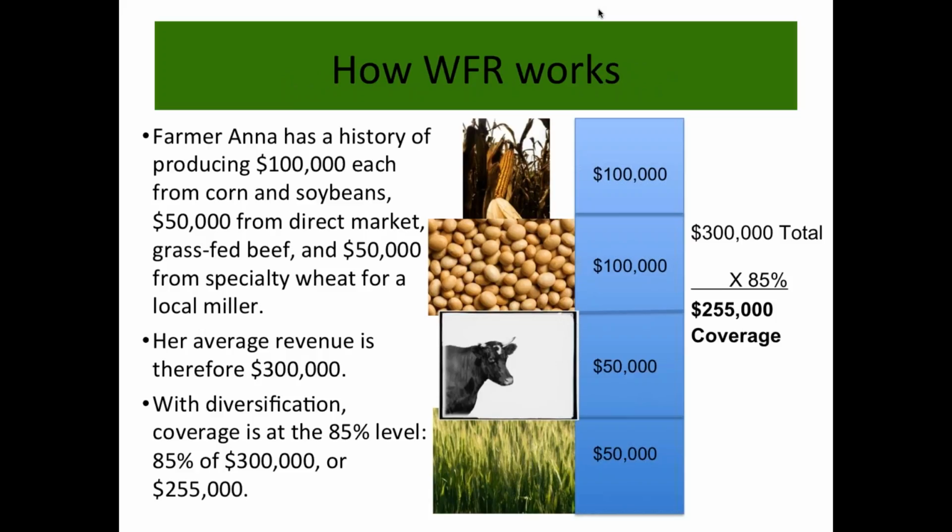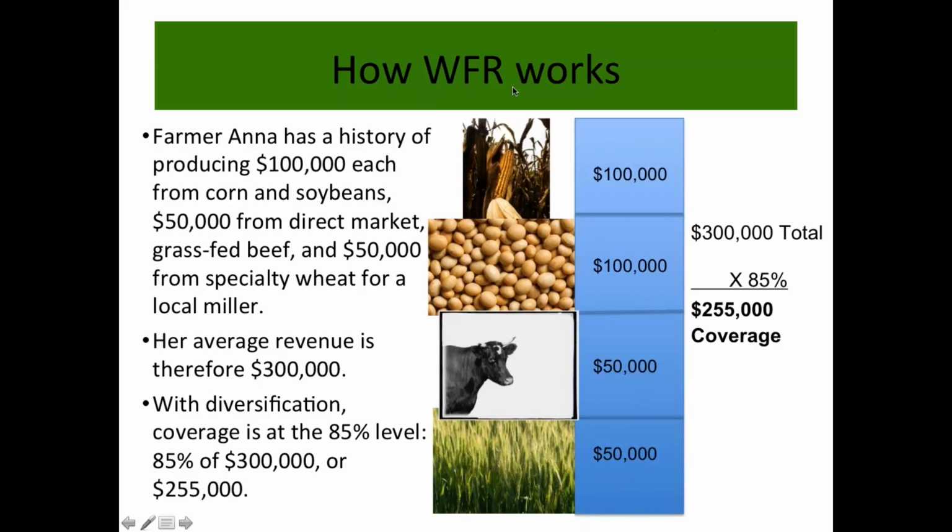So how this works, let's say farmer Anna has a history of producing $100,000 each gross from corn and soy, $50,000 from direct market grass-fed beef, and $50,000 from a specialty wheat that they're selling to a local miller for a special whole wheat bread. So her average revenue is $300,000. With that diversification, because it's 4 different crops, the coverage can be at the 85% level, and 85% of that $300,000 is $255,000. So basically, that's our level of coverage.